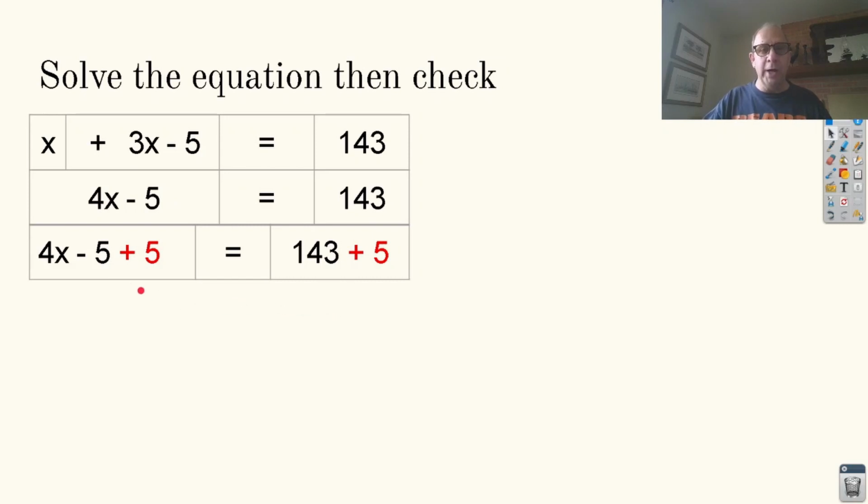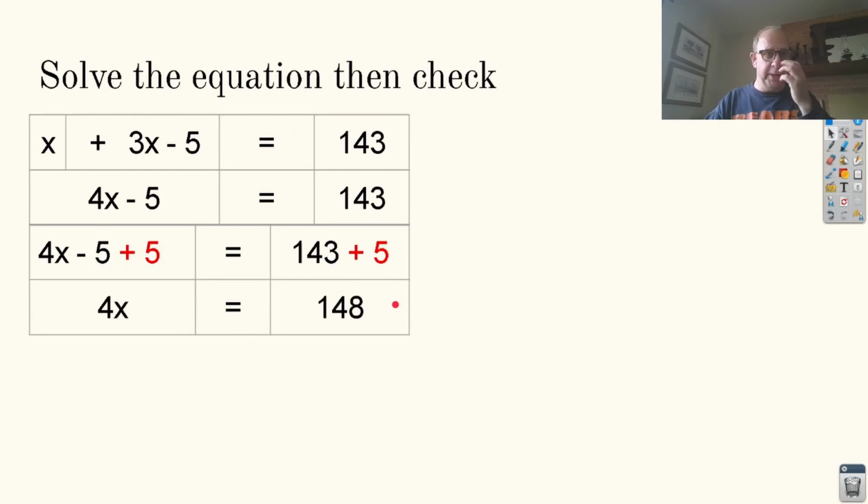Okay. Why did I do this? Because minus 5 plus 5 equals 0. So these 5s are going to cancel each other out, and I'm going to simplify this side. Instead of 4x minus 5, I'll just have 4x. Adding 5 to this side, so 143 plus 5 becomes 148. So I've simplified this side. It was 4x minus 5. Now it's just 4x. 143 becomes 148.